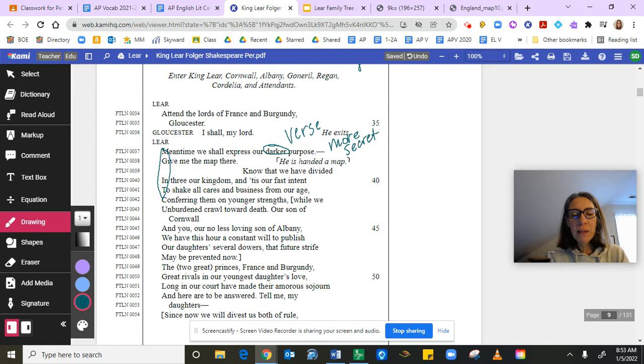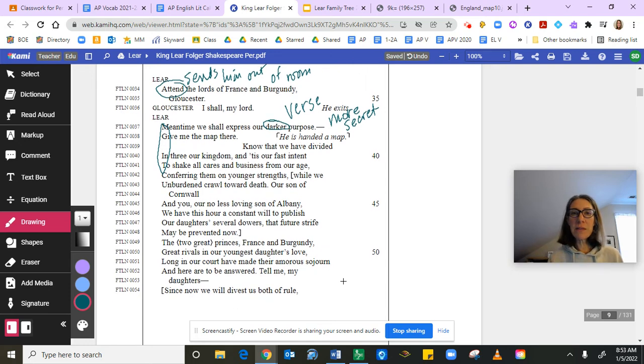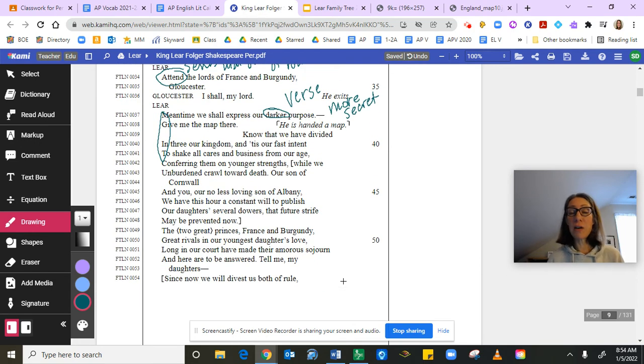And when Lear has said, attend the lords of France and Burgundy, Gloucester, he's saying, go. You go to France and Burgundy. He's sending him out of the room. So this is going to be just the inner circle of the family here. And Lear puts down this map, and then he begins to divide up the kingdom amongst the three. But, and I'm going to ask you to read this tonight, he wants to know which daughter loves him most.